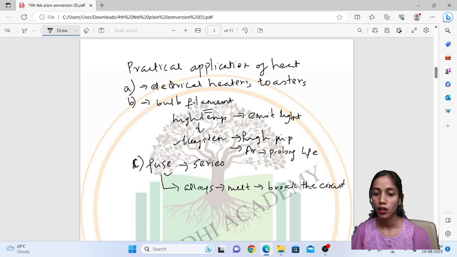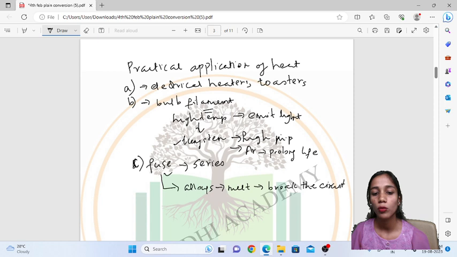Okay, how will this help? If an unexpectedly very high current is moving through the circuit, then what would happen? Your electrical devices will get damaged. In this case, what does the fuse do? The fuse melts its wire and breaks the circuit. So the current stops over there, and for this reason, your electrical devices get saved.